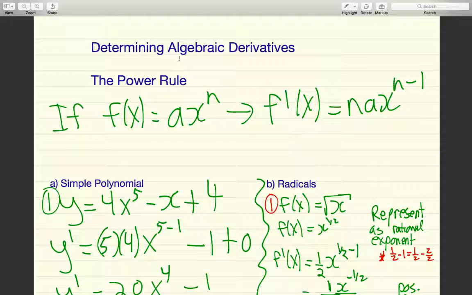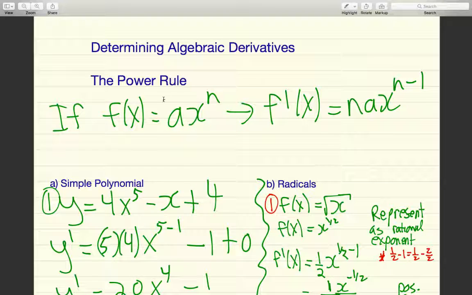I'm going to do a screencast today on determining algebraic derivatives. We've already been doing a bit of this, but we haven't formalized it at all. We've just been kind of using our intuition from some of our observations. So here we go. What we're going to formally introduce today is what's called the power rule, and we've been using this for the last, frankly, a couple of weeks, I think.